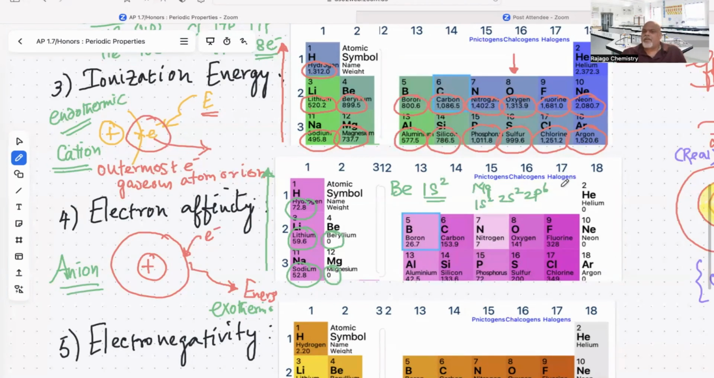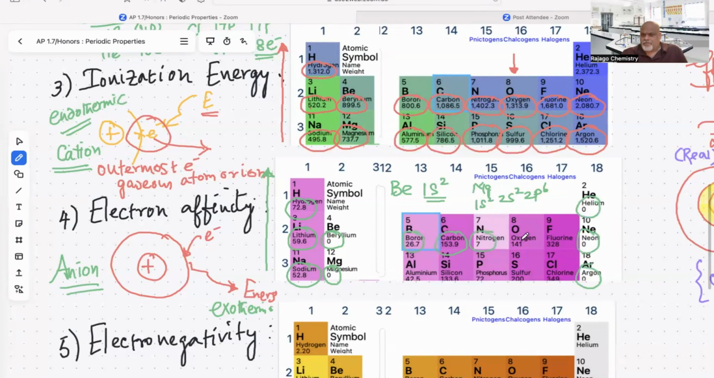So if it takes an electron, it has to fill a new shell. That is the reason the value is 0. The same is true for all the rare gases. But now look at boron, 26.7, and then it increases.